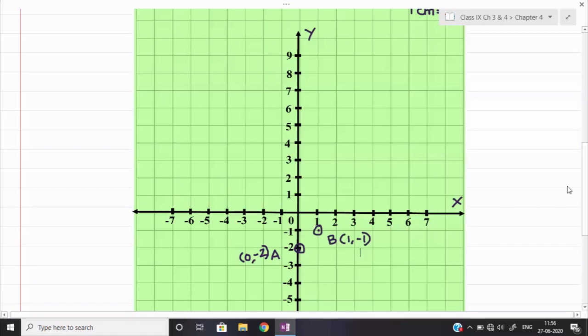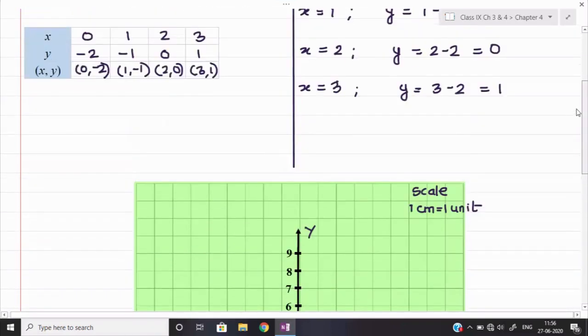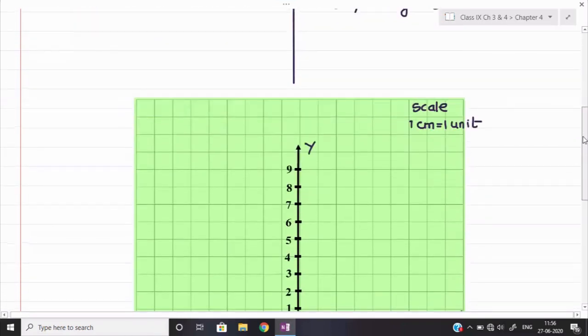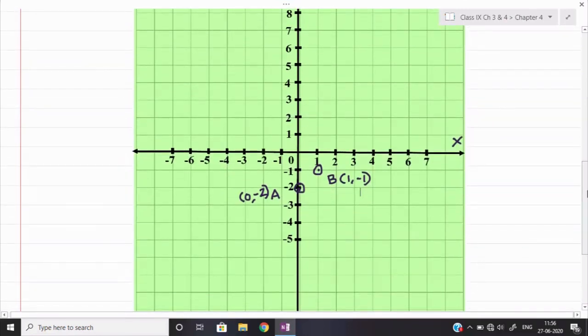Similarly, what is the next point? The next point is x equal to 2, y is equal to 0. So search on the x-axis, where is 2? On the x-axis, 2 is coming here. Now the interesting part is that the value of y is 0, which means we need not go up or go down. This is the third point. So this point is point C, that is 2 comma 0.